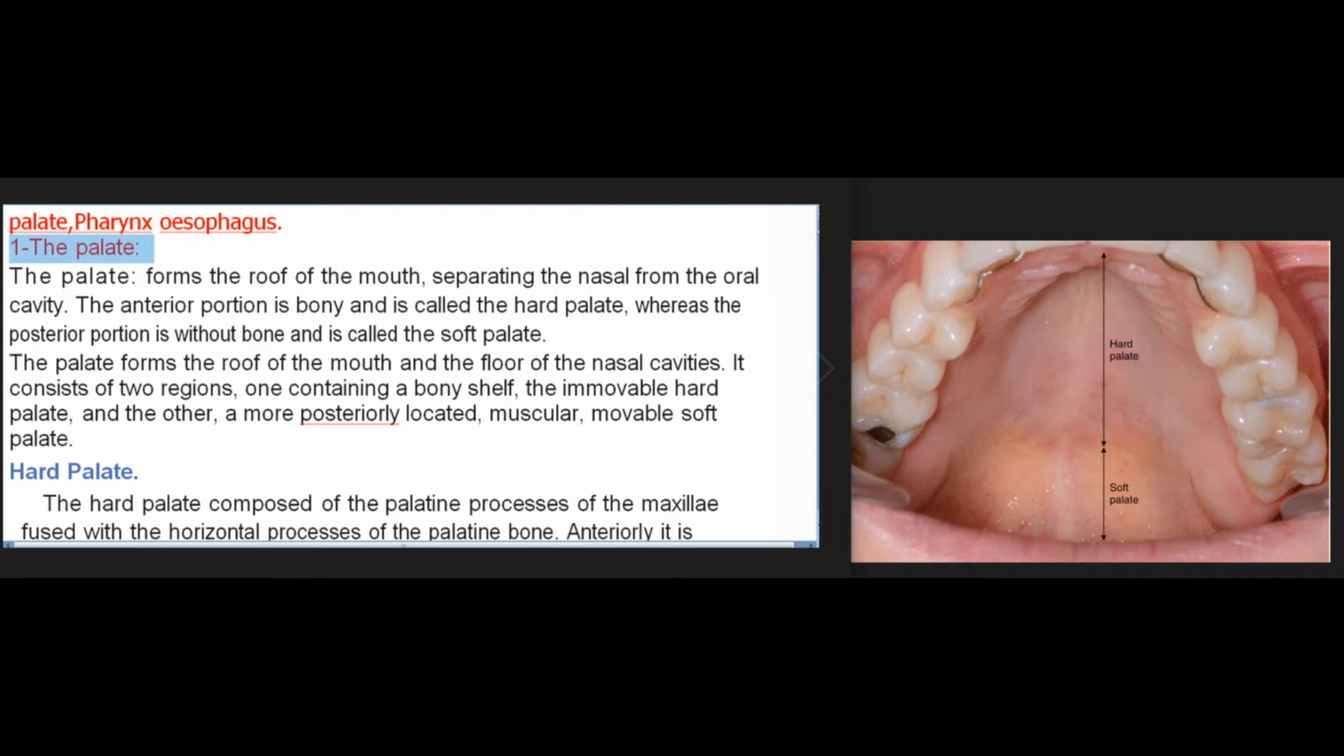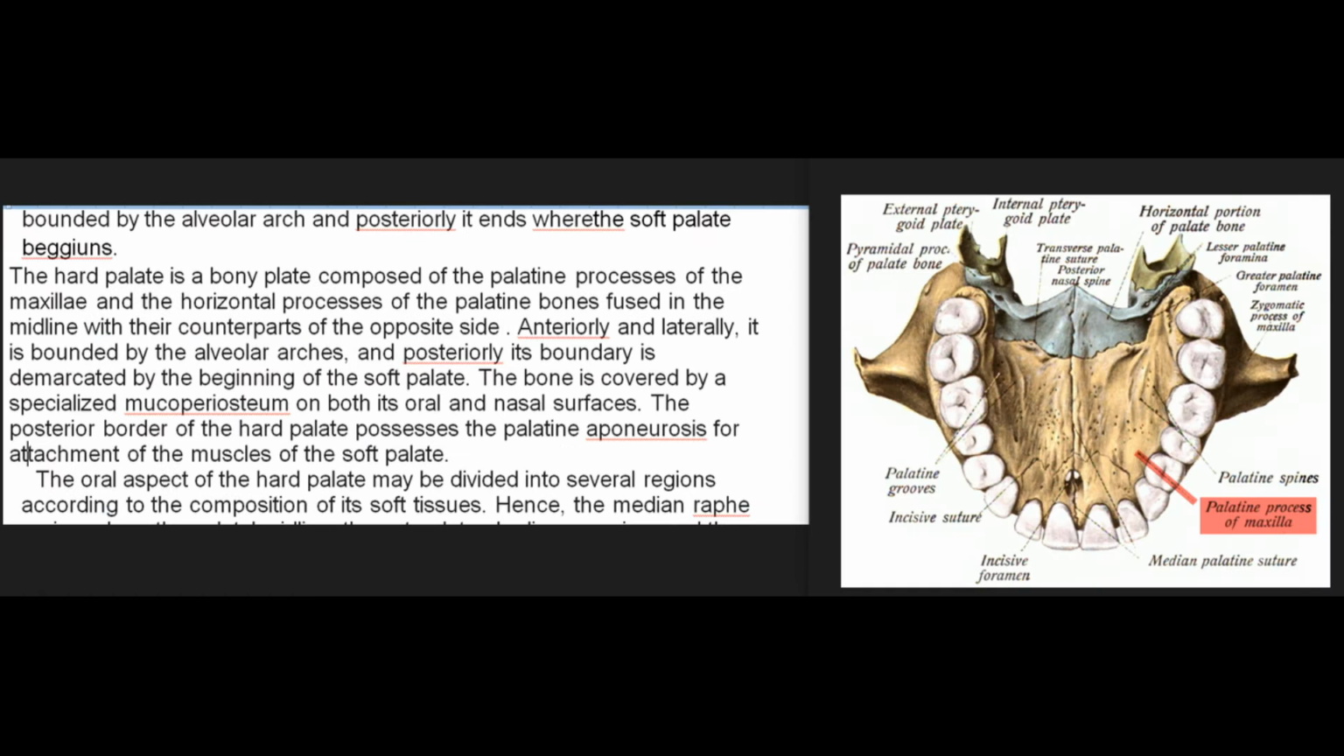Hard palate. The hard palate is composed of the palatine processes of the maxillae fused with the horizontal processes of the palatine bone. Anteriorly it is bounded by the alveolar arch and posteriorly it ends where the soft palate begins. The hard palate is a bony plate fused in the midline with its counterparts of the opposite side. The bone is covered by a specialized mucoperiosteum on both its oral and nasal surfaces.